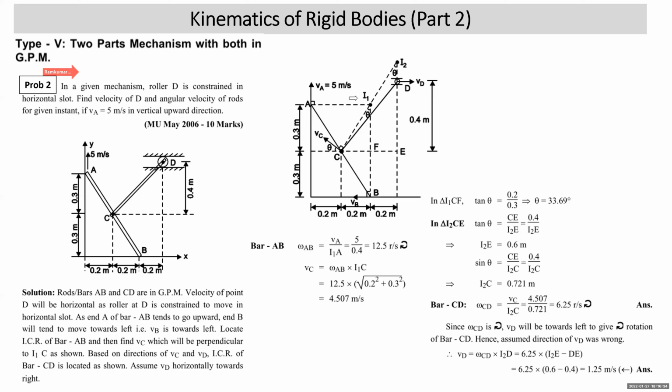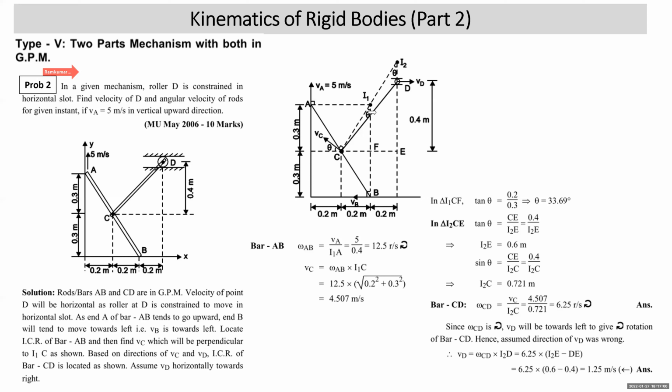Point of intersection is called ICR I1. This ICR I1 is for bar A. Keep your pen or pencil at I1. Look at the direction of VA. Omega AB will be clockwise, as bar AB appears to rotate in clockwise direction. Omega AB will be VA upon I1A. VA is 5, AI1 is 0.4. This gives omega AB as 12.5 radian per second.